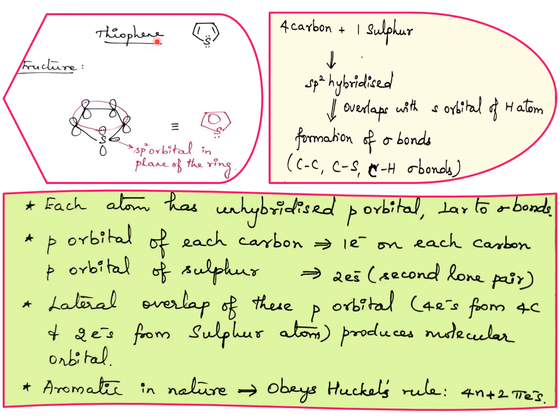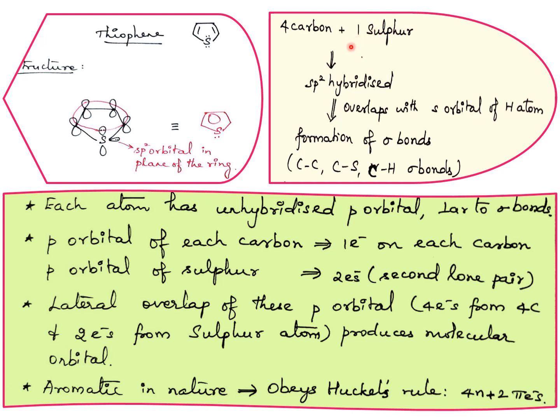Here we are going to see about the structure of thiophene. The structure of thiophene is also found to be similar to pyrrole and furan, as we had seen already in the structure of furan and pyrrole. Here in thiophene also we are having 4 carbon atoms and 1 sulfur atom.